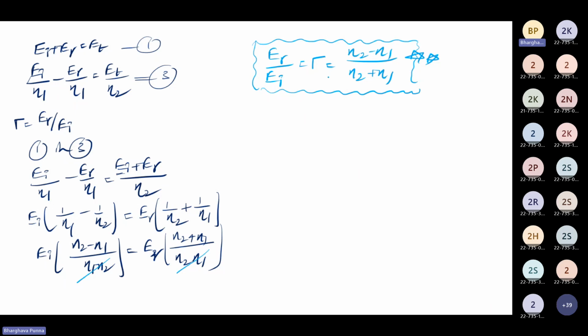Here the reflection coefficient, now we got (eta 2 minus eta 1) by (eta 2 plus eta 1). What is eta 1? Impedance of the medium 1. Eta 2 is the impedance of the medium 2. This is about gamma.